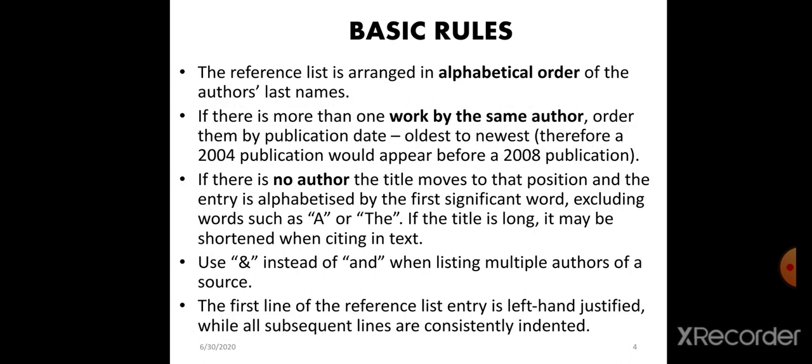If there is no author, the title moves to that position and the entry is alphabetized by the first significant word, excluding function words. If the title is long, it may be shortened when citing in text. Use an ampersand instead of 'and'. So this sign is used instead of writing the complete word 'and'. When listing multiple authors of a source, the first line of the reference list entry is left-justified, while all subsequent lines are consistently indented. This is how it is done, it has a particular style.